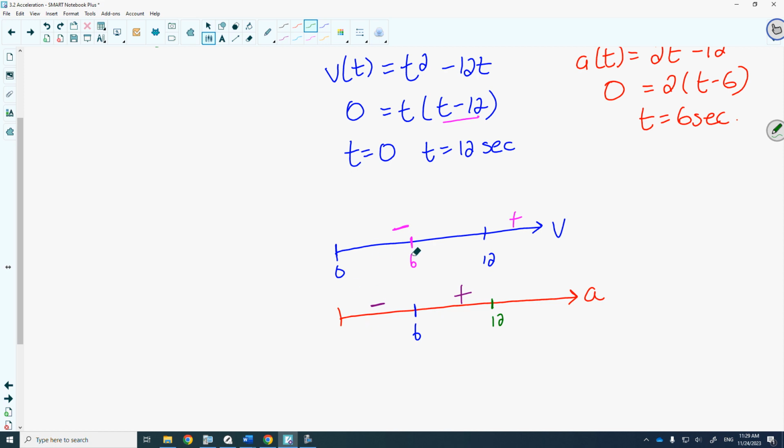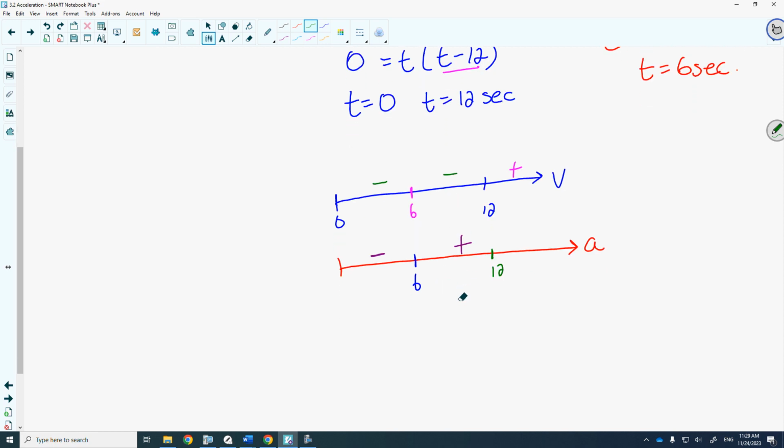From 0 to 6, it would be negative and negative. So is the object speeding up or slowing down if from 0 to 6 it's 2 negative numbers? It is speeding up. A negative number times a negative number means speeding up. From 6 to 12, over on this graph, this is negative, and this one is positive. I've got negative times a positive. So from 6 to 12, a times v is less than 0. It would be slowing down here.